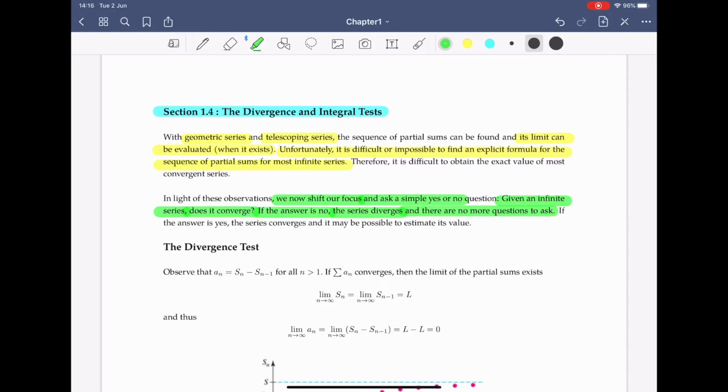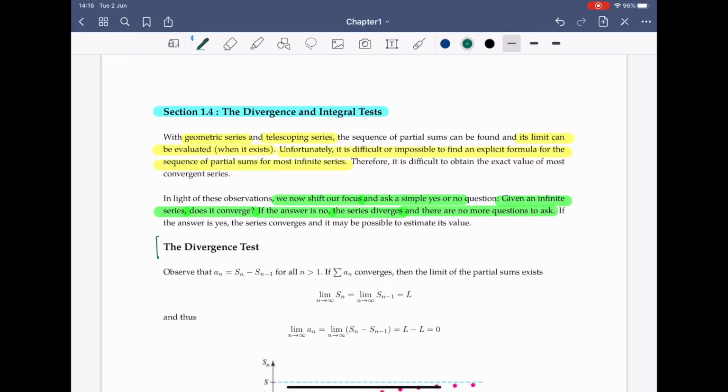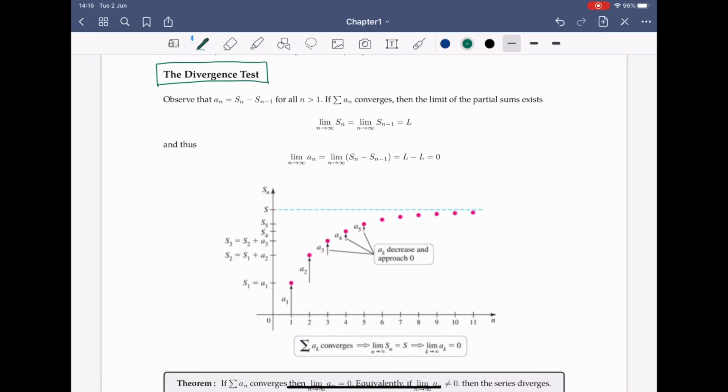So we're going to learn different tests from now on: the divergence test, integral test, ratio test, root test, and so on. Those are the techniques that we're going to use to check if the series is convergent or divergent. Alright, let's start by looking at the simplest one first, which is called the divergence test. So let's look at the divergence test here.